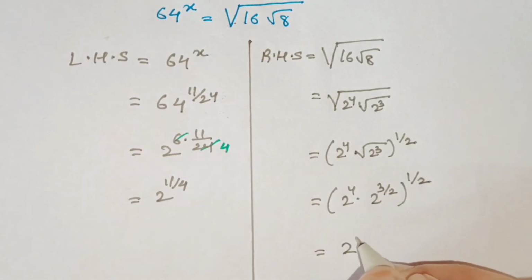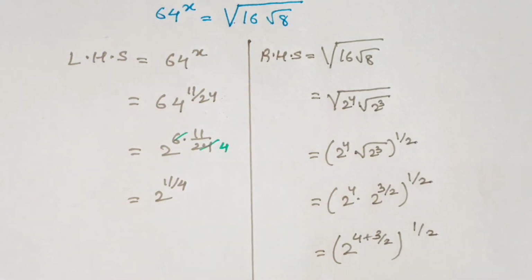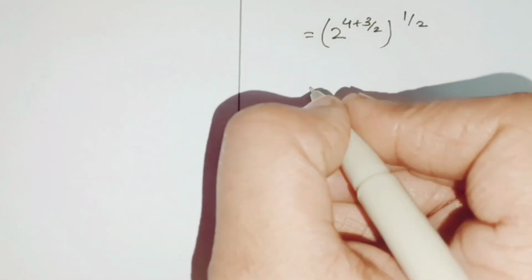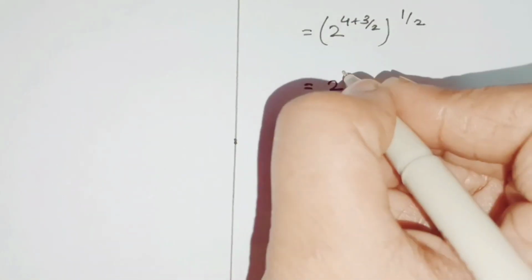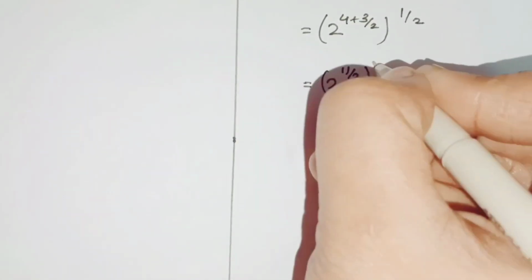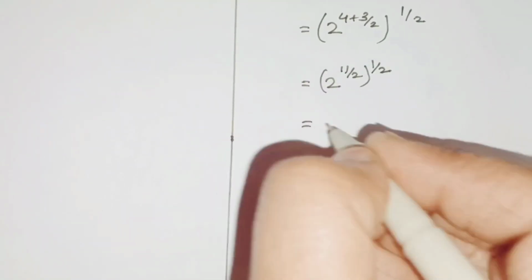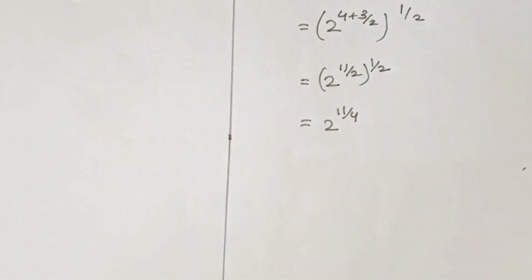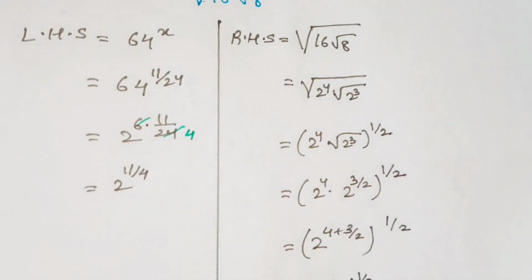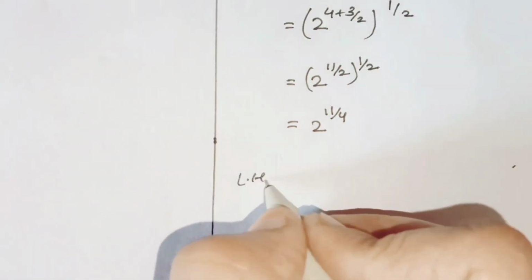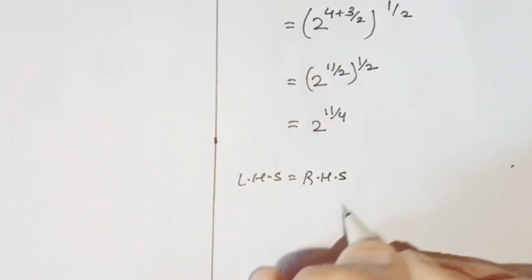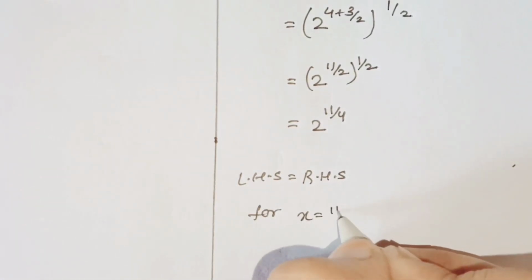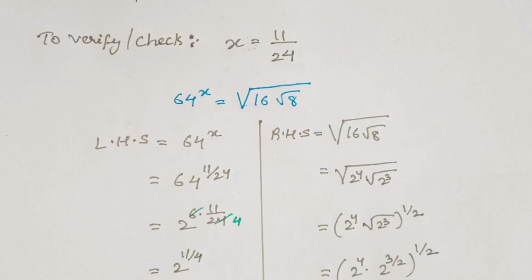By using the product rule, this will become 2 raised to 4 plus 3 by 2 whole raised to half. By taking the LCM of exponents, we get 2 raised to 8 plus 3, that is 11 by 2 whole raised to half. And by the power of power rule, this will become 2 raised to 11 by 4, which is equal to our LHS. Means we got LHS is equal to RHS for x is equal to 11 by 24. Hence, we can say that x is equal to 11 by 24 is correct.